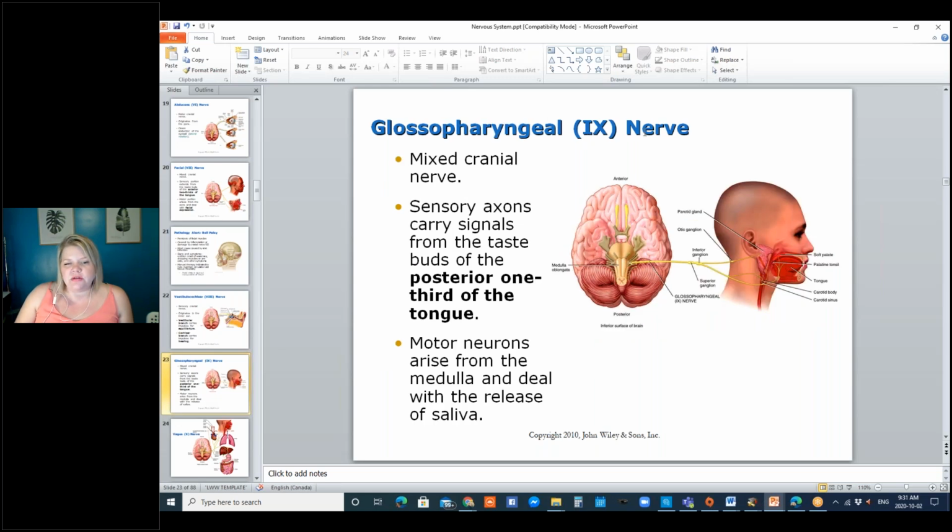The glossopharyngeal nerve is a mixed cranial nerve, and it is responsible for the posterior 1/3 of the tongue, the taste there. That's the sensory part. The motor part has to do with the release of saliva.